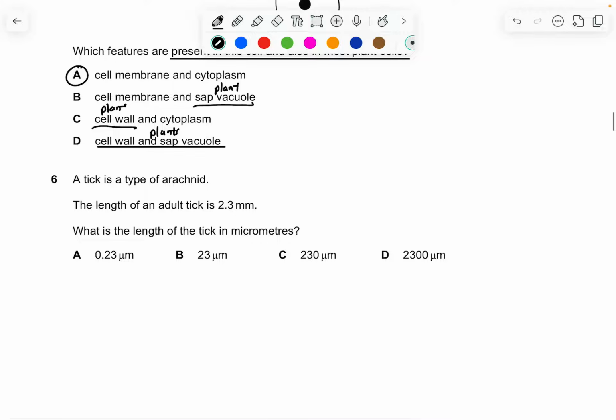Question 6. A tick is a type of arachnid. The length of an adult tick is 2.3 mm. So what is the length of the tick in micrometers? You really just have to calculate this by multiplying by 1000. So the answer is 2300 micrometers. So the answer is D.